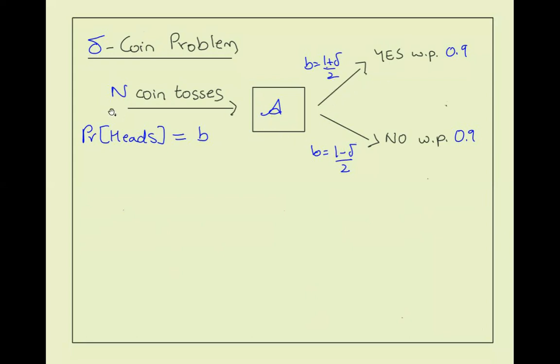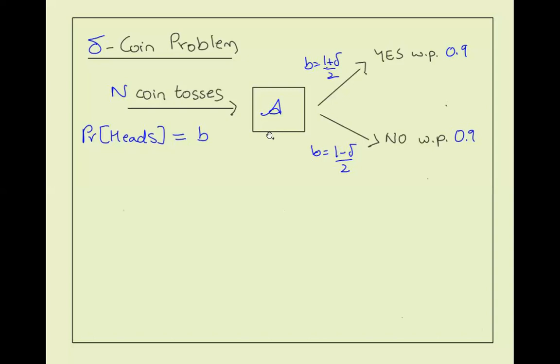So we have an algorithm that takes as input a bunch of independent coin tosses of this coin and says yes with high probability if the bias is towards heads, or towards one, and it says no with high probability if the bias is towards tails, or towards zero. This is the basic problem, and we want efficient computation procedures for it.